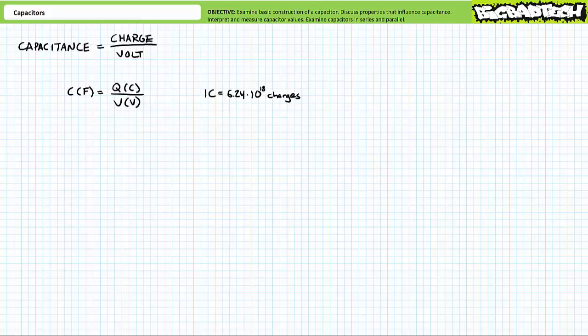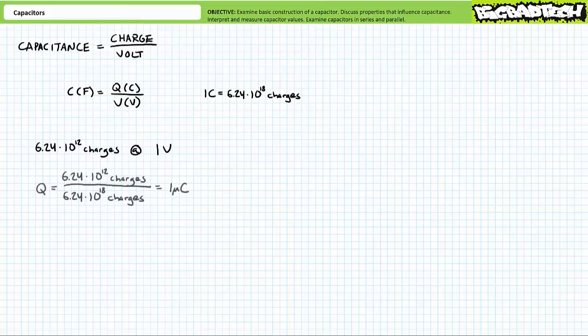Let's examine a couple derivations of this relationship. Consider a capacitor full of 6.24 times 10 to the 12th electrical charges at 1 volt. Given 1 coulomb of electrical charge is a collection of 6.24 times 10 to the 18th particles, this represents a charge of 6.24 times 10 to the 12th over 6.24 times 10 to the 18th, or 1 microcoulomb of charge. This capacitor therefore has a capacitance value of 1 microcoulomb over 1 volt, or 1 microfarad. This might seem like a small capacitance value. However, understand that most commercially available capacitors are manufactured inside the picofarad to microfarad range.